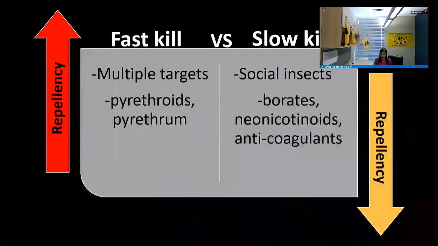So I told you guys that fast kill pesticides are generally high in repellency towards a pest. Those that promote fast kill can have multiple targets, such as pyrethroids and pyrethrum. Versus low kill, which is less repellent and very good, especially for social insects. We have the borates, neonicotinoids, and for rodents, anticoagulants.